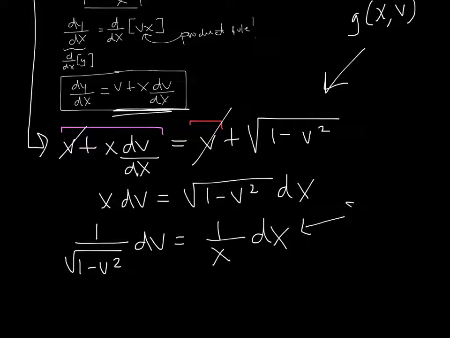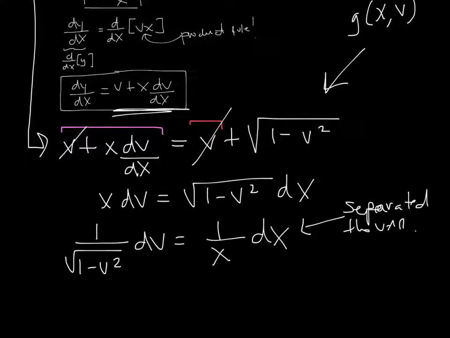So notice we separated the variables. In other words, this equation is separable when it's written in terms of v and x, but it's not separable when it's written in terms of x and y. So again, we want to use the techniques that we've already used in 1.4 and 1.5. So this is ready to integrate.